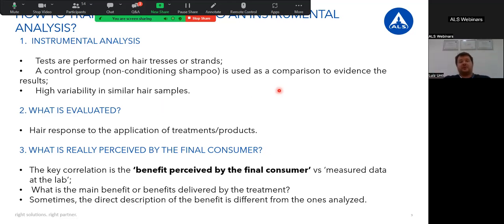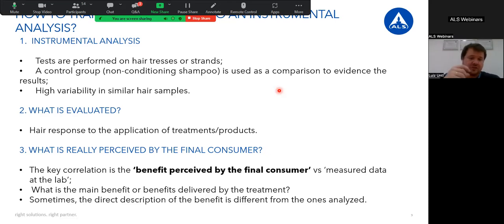And the key correlation in this is how the final consumer perceives the benefit versus the data we measure at the lab, because sometimes it's not directly correlated. Sometimes the final consumer perceives benefits different from what we really measure at the lab.